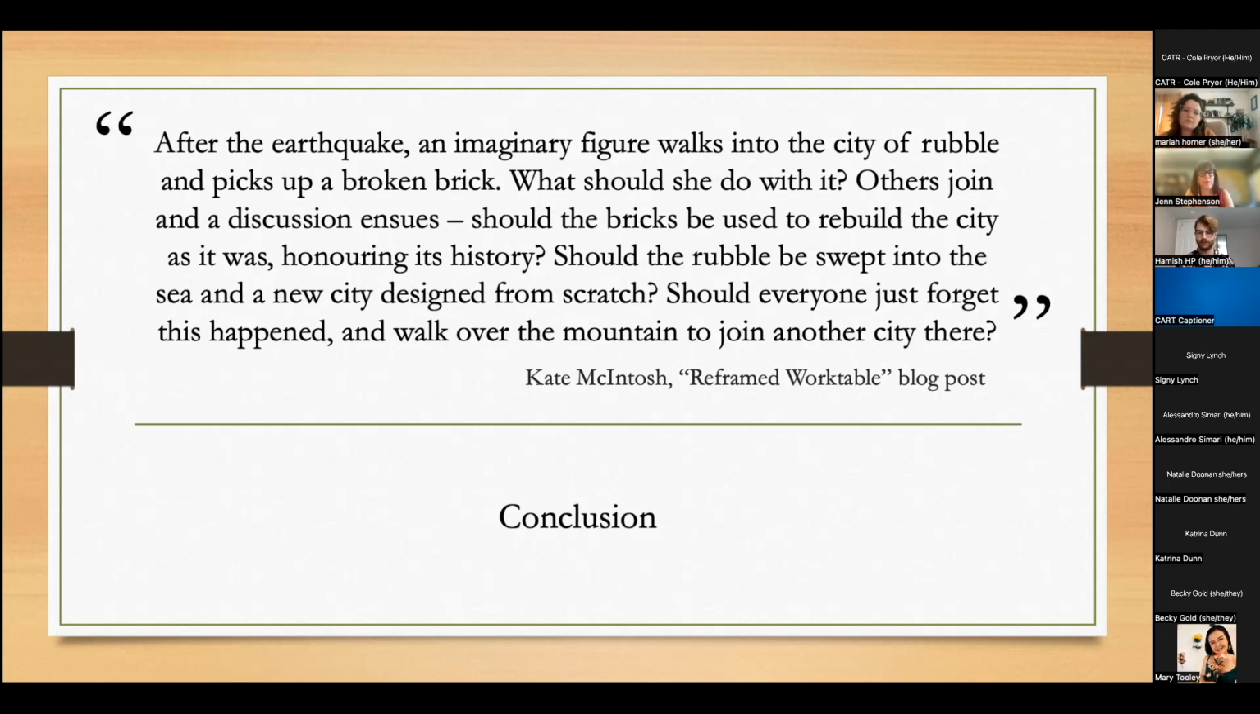Should the bricks be used to rebuild the city as it was, honoring its history? Should the rubble be swept into the sea and a new city designed from scratch? Should everyone just forget this happened and walk over the mountain to join another city there? And I think for me, that is the central question of Worktable. In this mesh of other people and assembled actors and both humans and objects, what should we and the brick do?